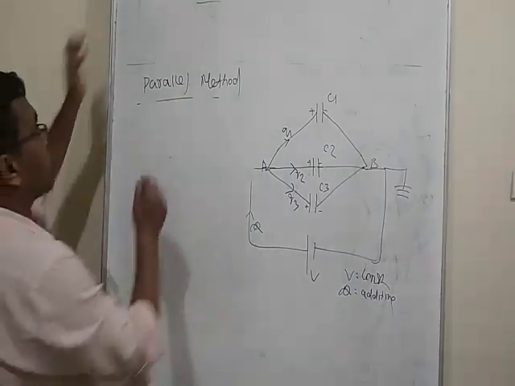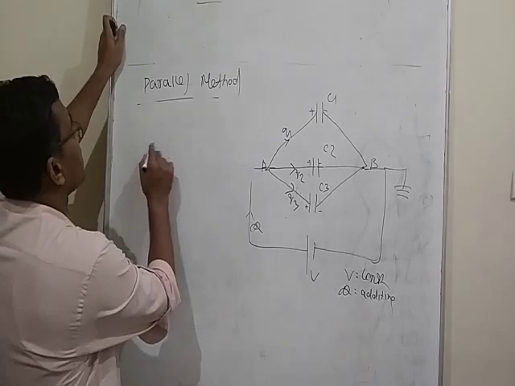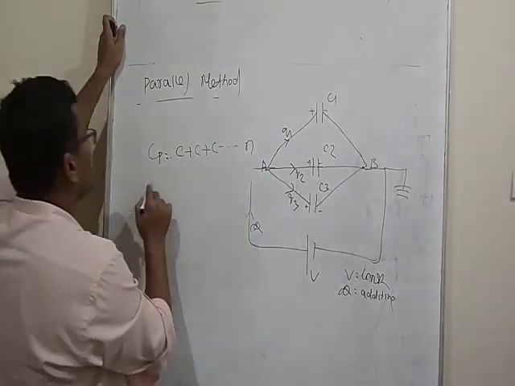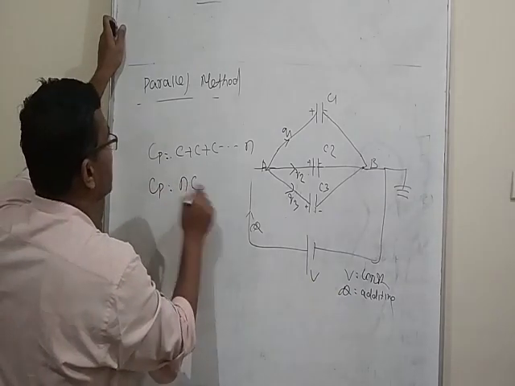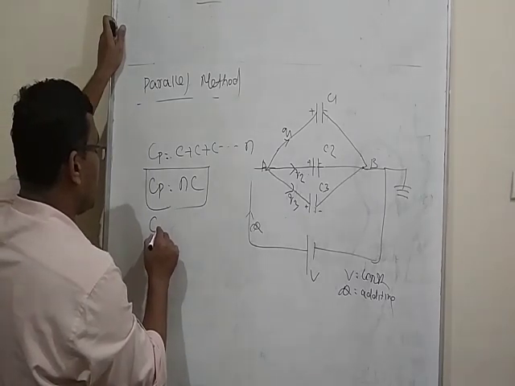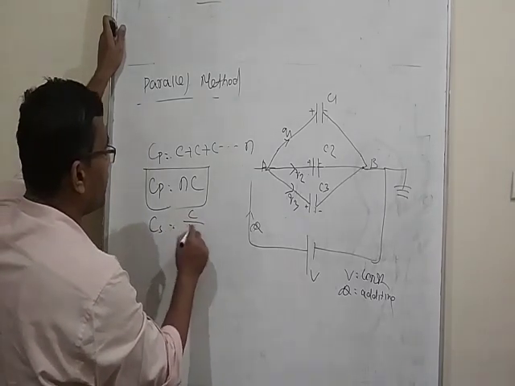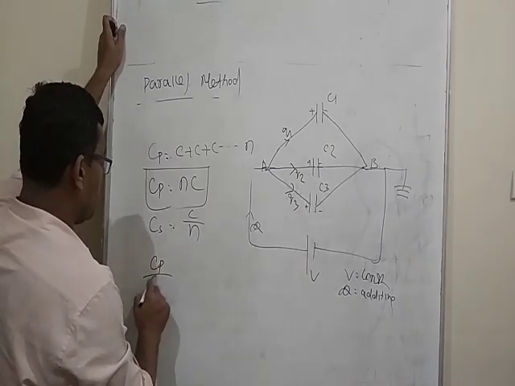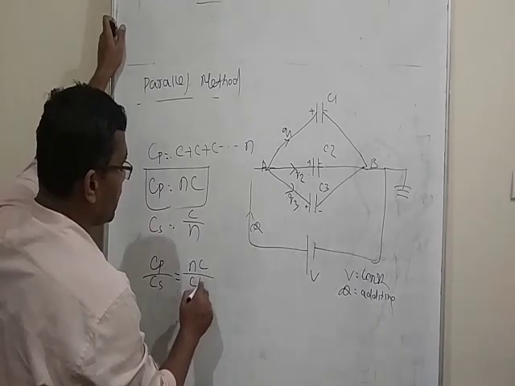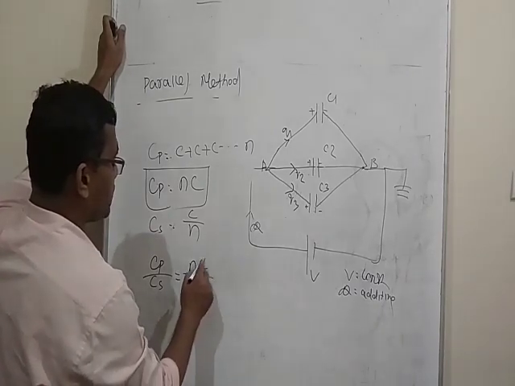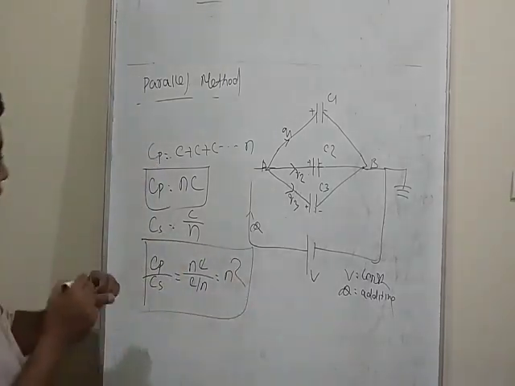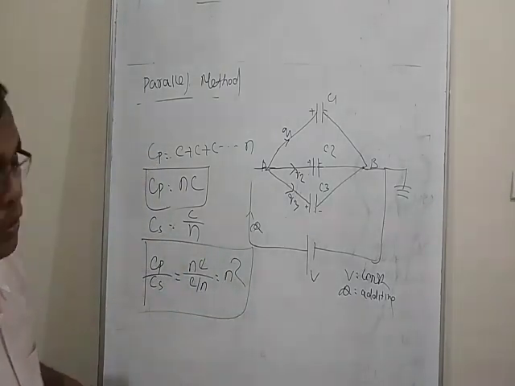If N equal capacitors are connected in parallel, then C parallel is equal to C plus C plus C, up to N terms. Then C parallel is equal to NC. And C series is C by N. So C parallel by C series is equal to NC by C by N, which is equal to N square. C parallel by C series equals N square.